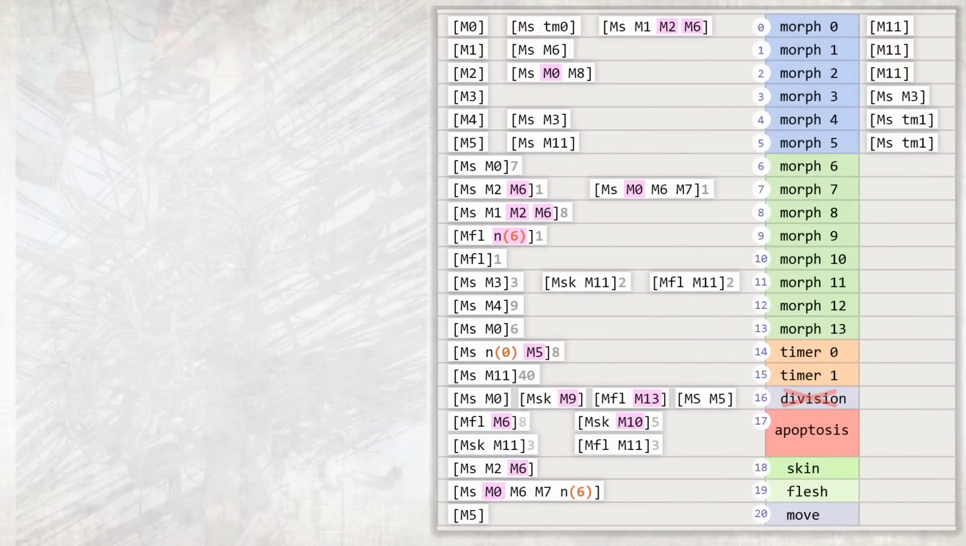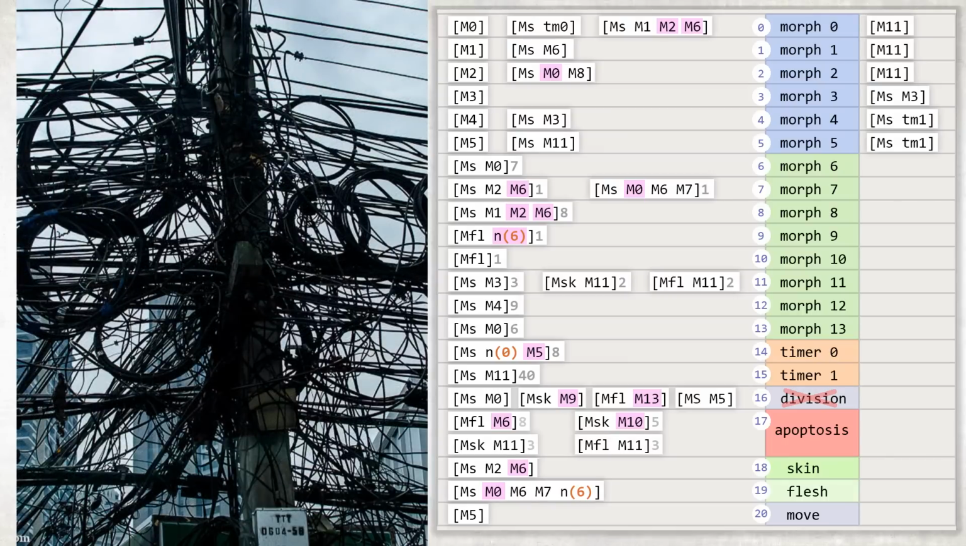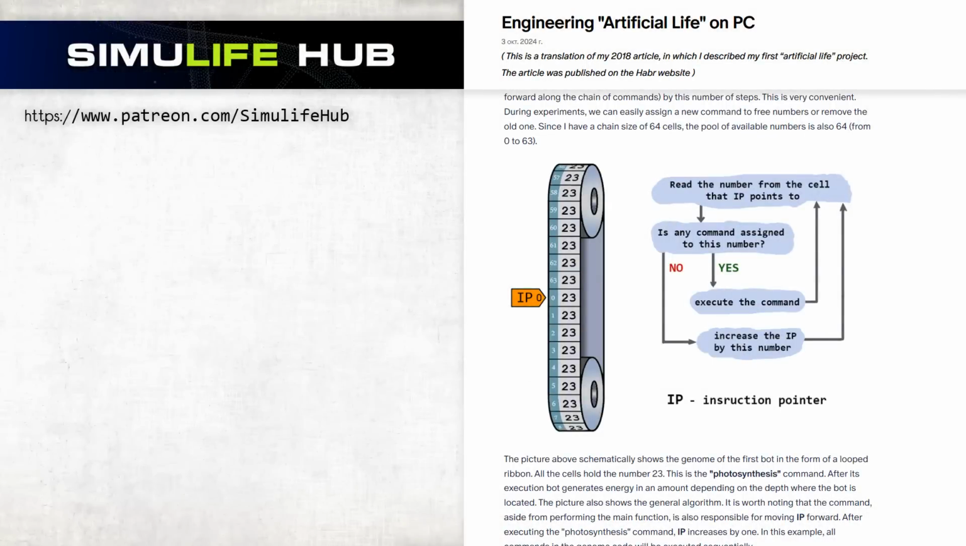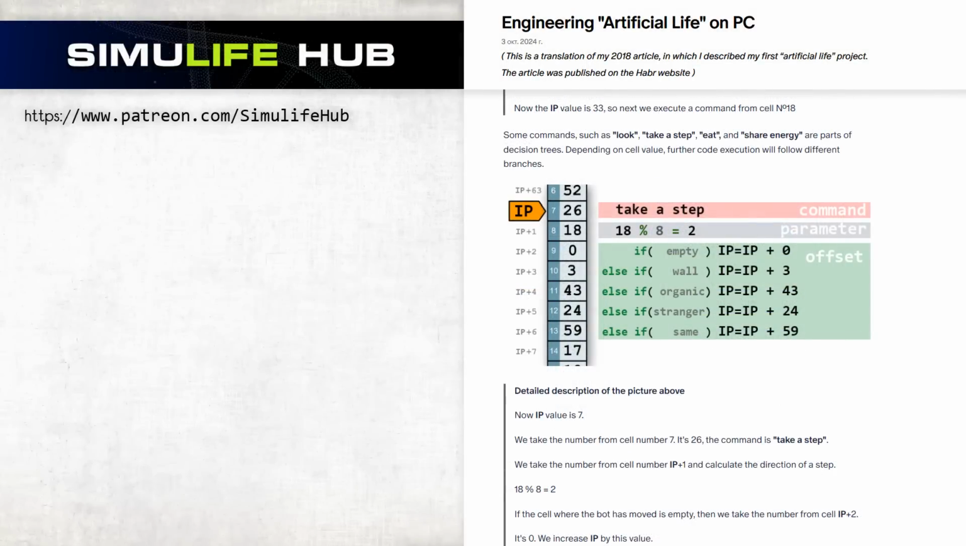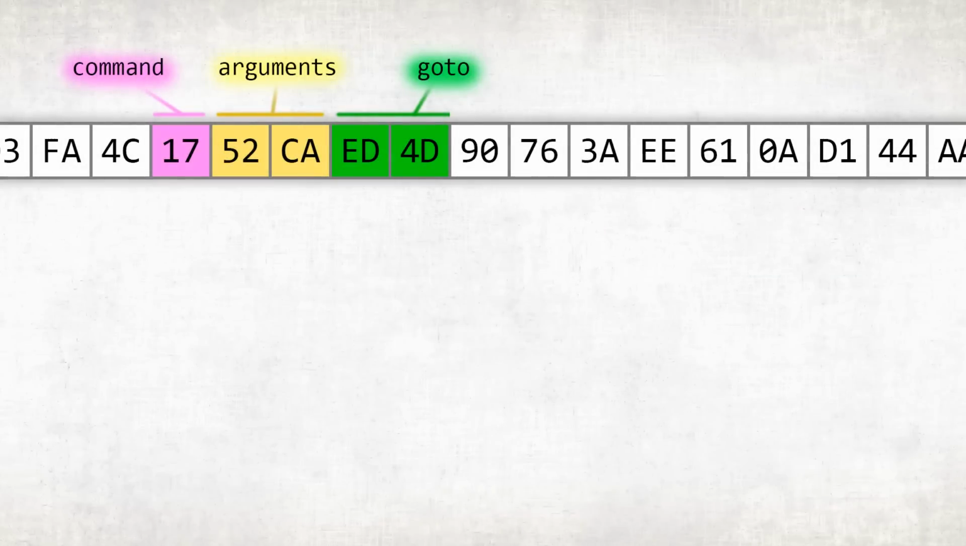After releasing the first video, viewers commented that the algorithm seemed overly complicated and convoluted. In fact, it's simple and logical because it was designed by human intelligence. In my first artificial life simulation, I employed a circular sequence of numbers as the genome. When reading data from the genome, the first number encoded a command, followed by arguments and jump addresses. Depending on the execution result, different jump addresses were used.